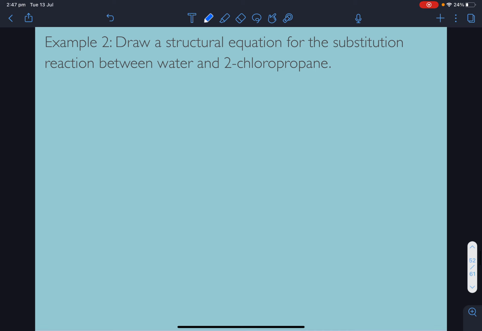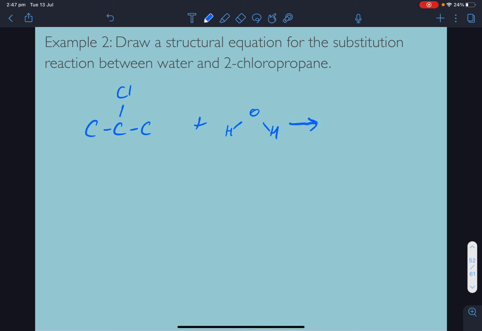Okay, structural equation, let's do a substitution reaction between water and 2-chloropropane. So we're making an alcohol here from 2-chloropropane. Prop, 2 chlorine position, and we're adding water. Oh, it's a substitution reaction, so we do not need a catalyst. I'm pretty sure about that.